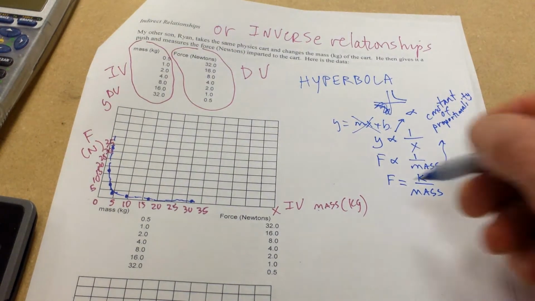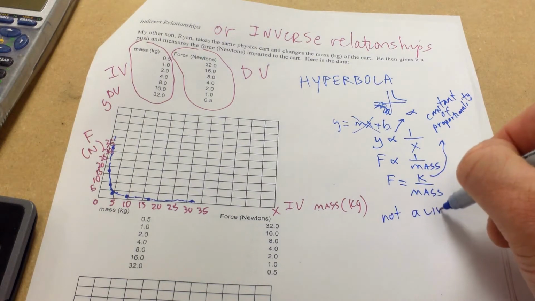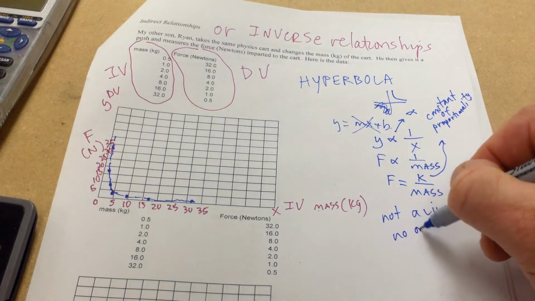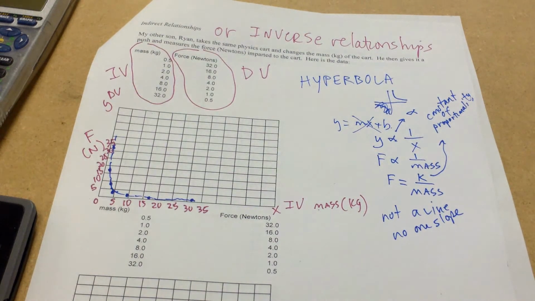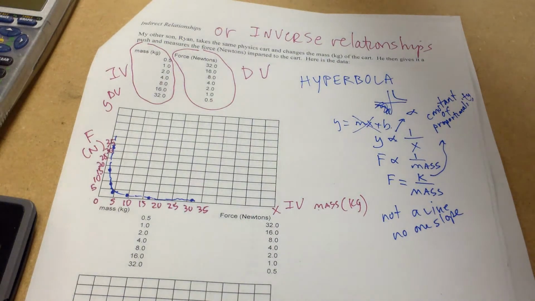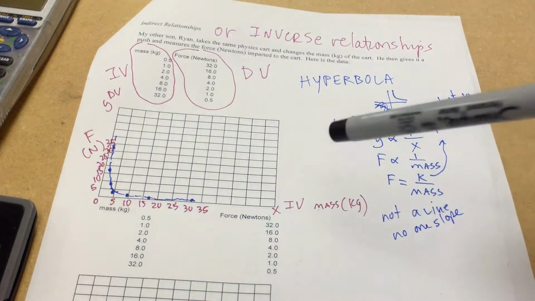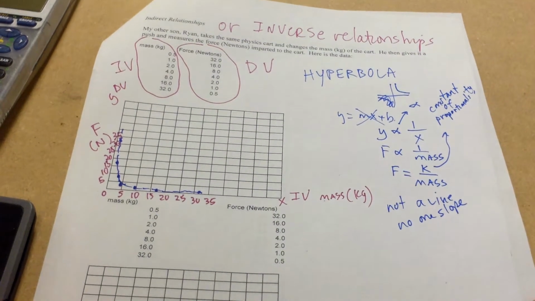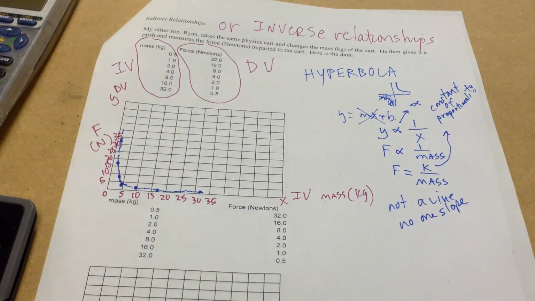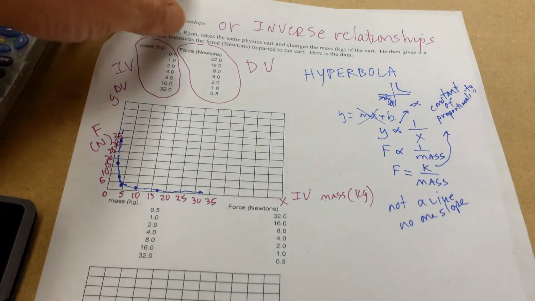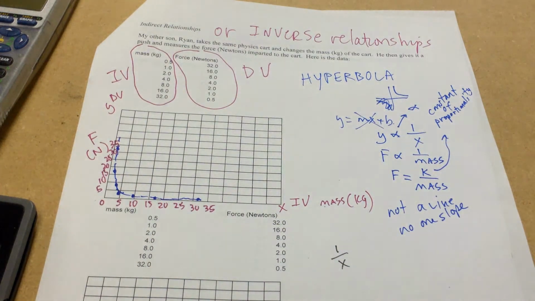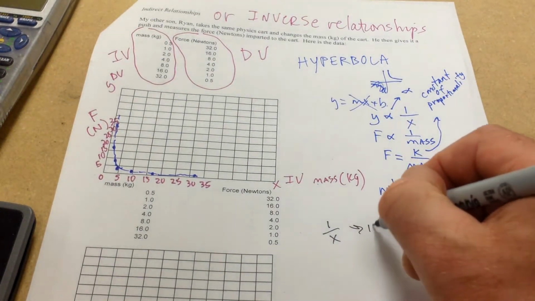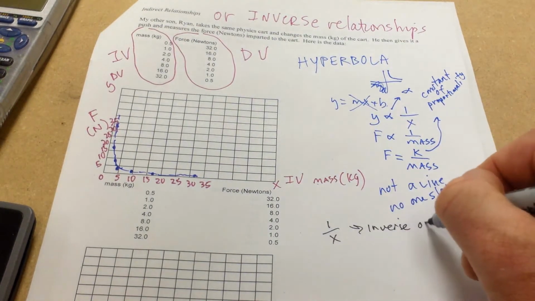Again, the problem is it's not a line. We can't get a slope. There's no one slope for this. And we really would like to do that because that makes things easier. So I've given you a little bit of room here. We can transform this graph into a line, but we have to do something. So what we've got here is 1 over x. And in math, do you know what we do when we do a 1 over x? There's a special name for that. That's called an inverse. Or a math teacher might use the word reciprocal.